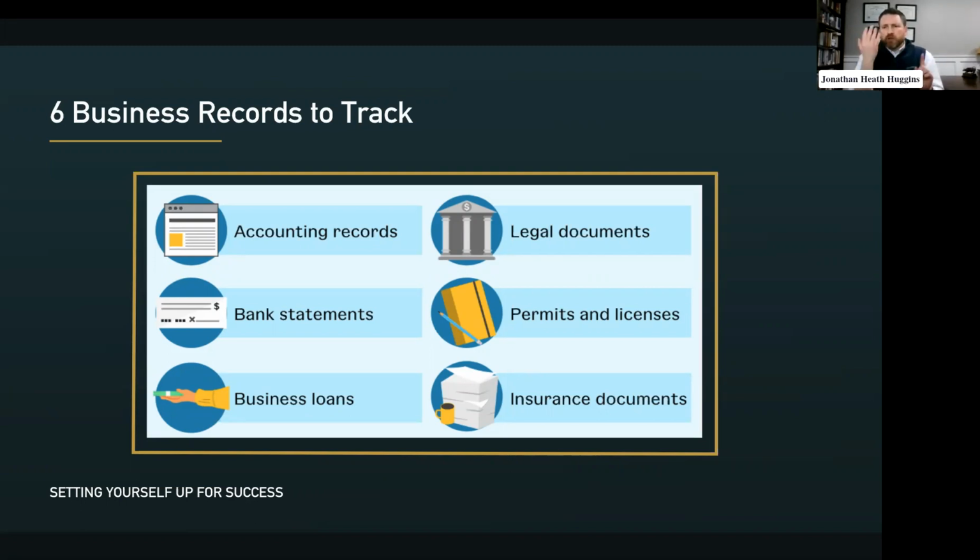So now you may be wondering what the business records look like. Well, the most important things to track are your accounting records, your bank statements, credit cards as well, your business loans, and any legal documents, such as your operating agreement and any contracts you might have. You'll want to keep those documents. Make sure you have your permits and licenses, as well as your insurance documents. All of these are so critical. And keep them in a safe place as well.